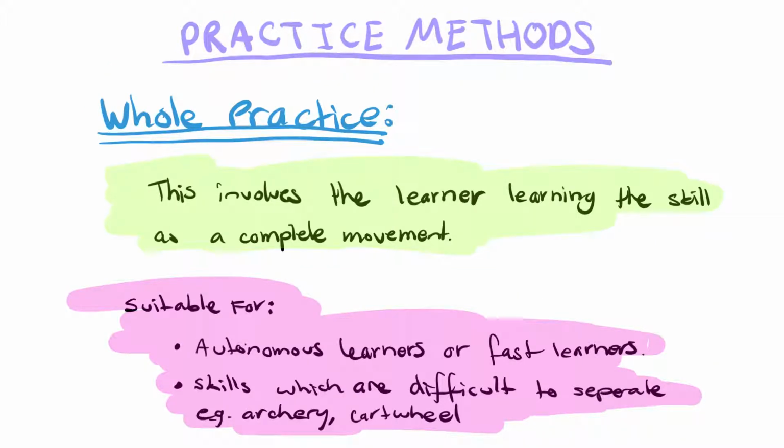So next we have a look at the concept of whole practice methods. And when we say whole, it's pretty self-explanatory. It's about the learner learning a skill as a whole or a complete movement. Now, this is suitable for autonomous learners or fast learners. So learners who are at that really high level of skill, who can just execute skills well without any mistakes or any sort of faults in it, because they're able to just continue to practice.